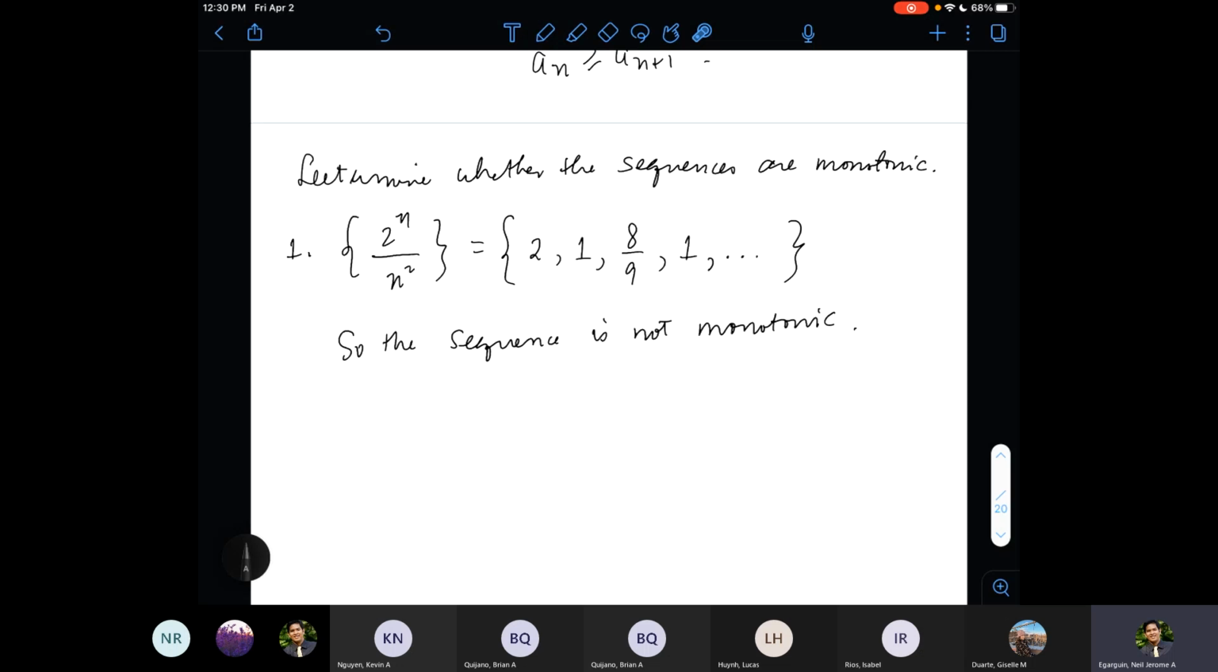But I think eventually the sequence will be increasing because the numerator will grow faster than the denominator in the long run. But we saw that in the first few terms, for smaller values of n, there's a sort of erratic behavior with respect to the magnitude of the terms. So this is not monotonic. All right.